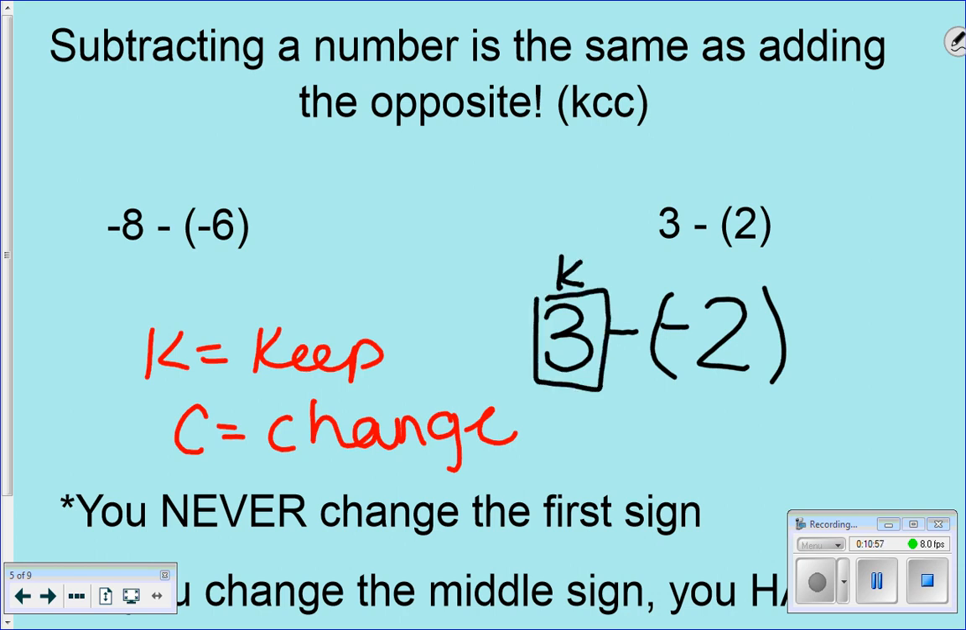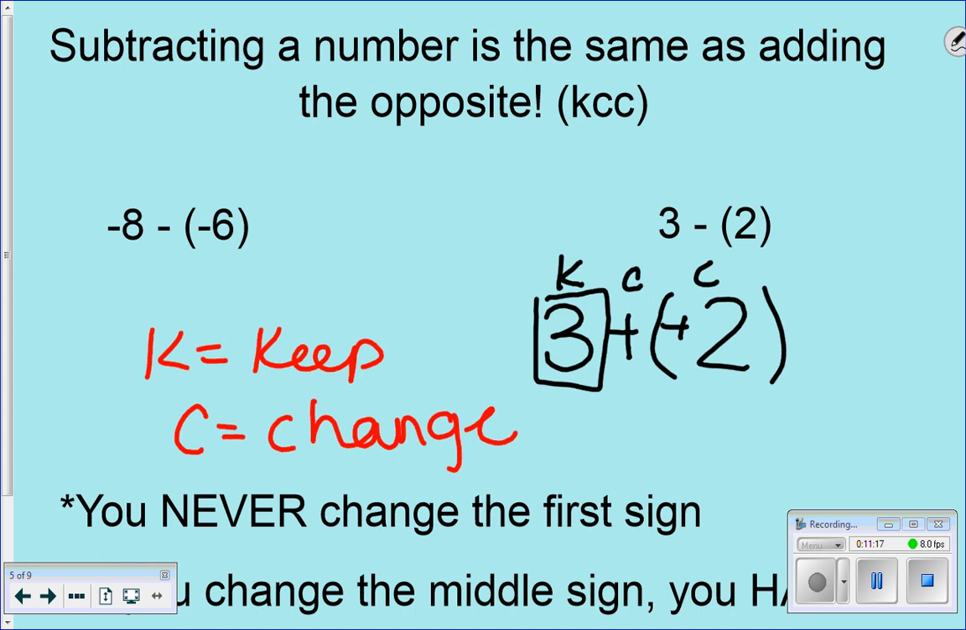Okay? I like to box my stuff. I don't know, it's just something I do, but you can do whatever you want, okay? So we're going to keep this one. Guess what? We're going to change this sign. If I'm going to change the sign, what's the opposite of this? Okay, I just changed it. And I'm going to change the next sign.